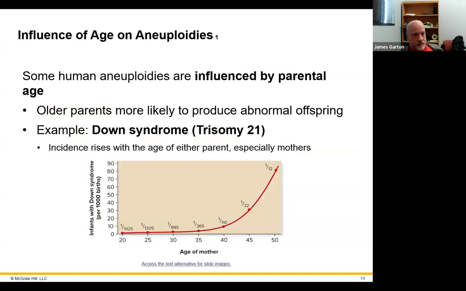Now, some human aneuploidies seem to be influenced primarily by maternal age. The likelihood of an aneuploidy occurring begins to increase fairly rapidly after about the age of 40. It is also affected by the age of the father, but nowhere near as significantly.